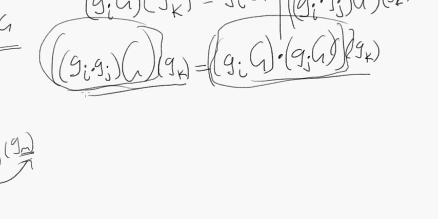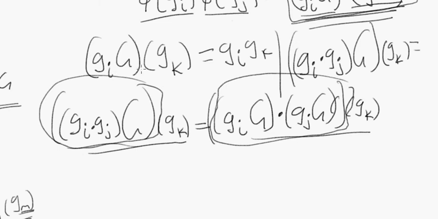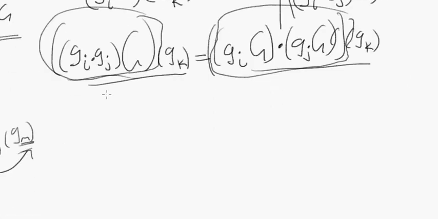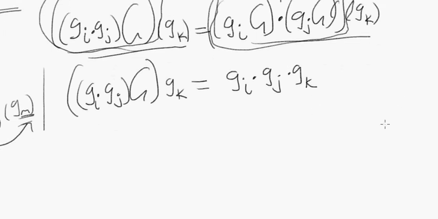From our definition, we saw before that the permutation gig applied to gk is just gi times gk. So what do you think gi gj multiplied by G applied to gk, this left hand side, is going to be? Well, that's going to be exactly what you think it is. It's gi times gj multiplied by gk. Gi, gj, gk.